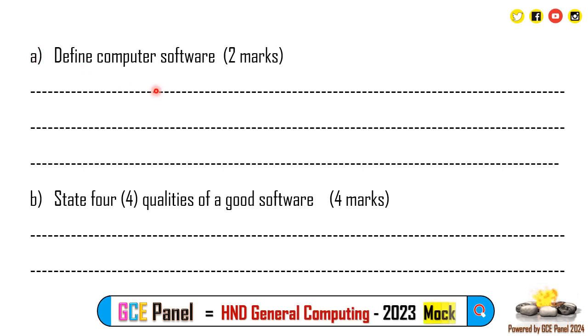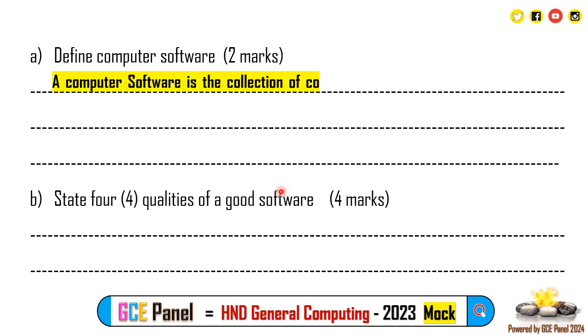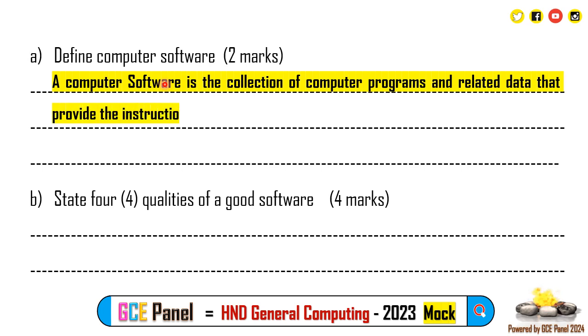So, define computer software. A computer software is a collection of computer programs and related data that provides the instructions telling a computer what to do. 2 marks. State 4 qualities of a good software.